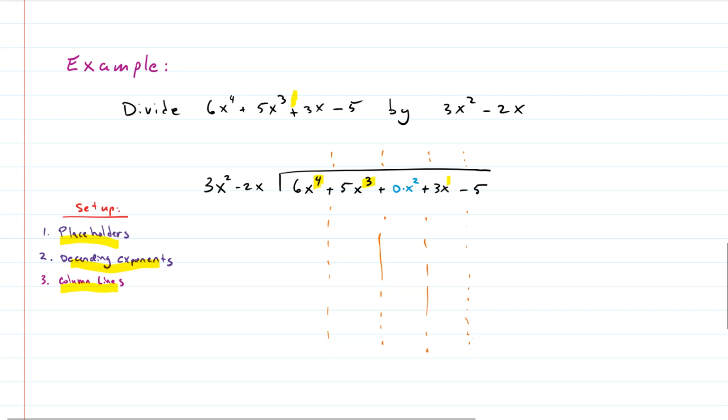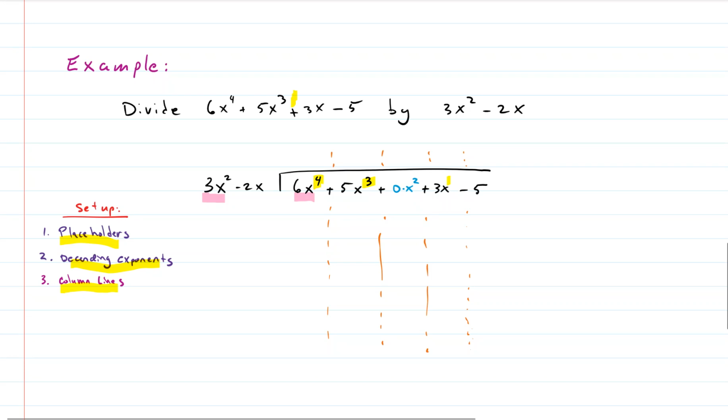All right, let's do this. So the first idea that we have, or the first thing we must do, is we need to make 3x squared become 6x to the 4th. And if we look at the numbers, 3 has got to become 6, so we need to multiply it by 2. And then the x squared has to become x to the 4th, so we multiply it by x squared.